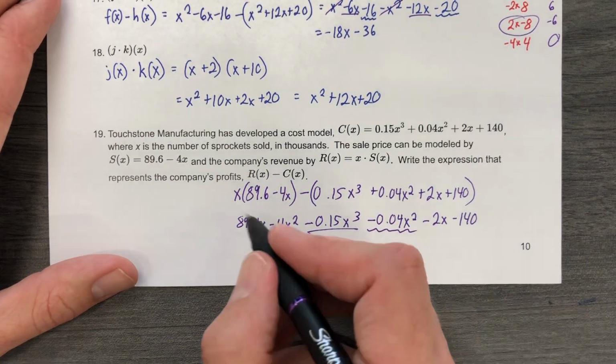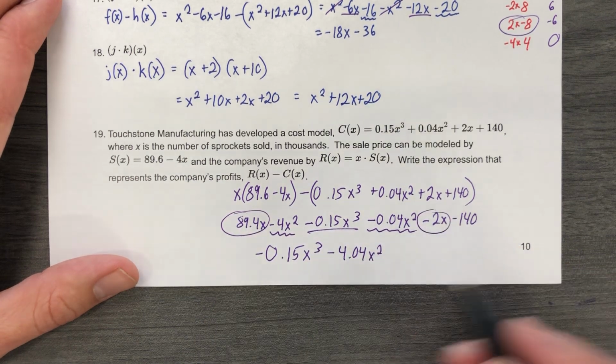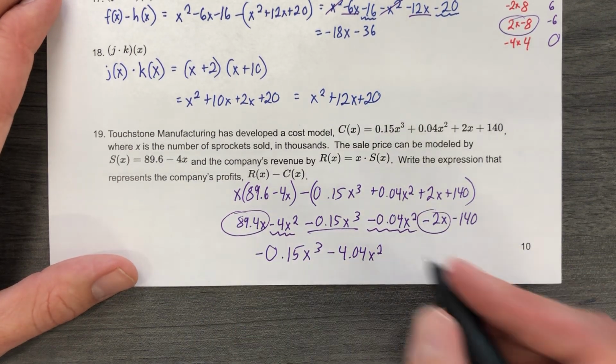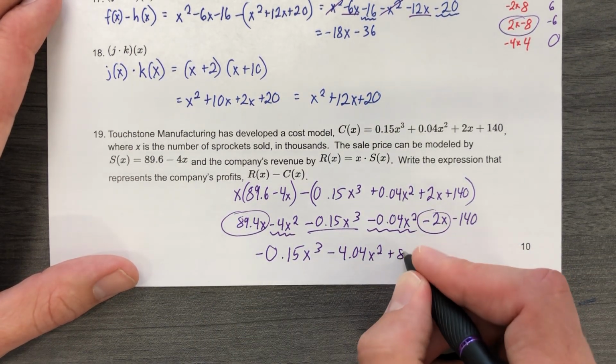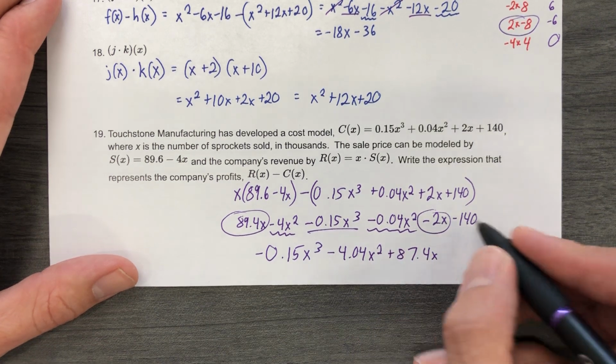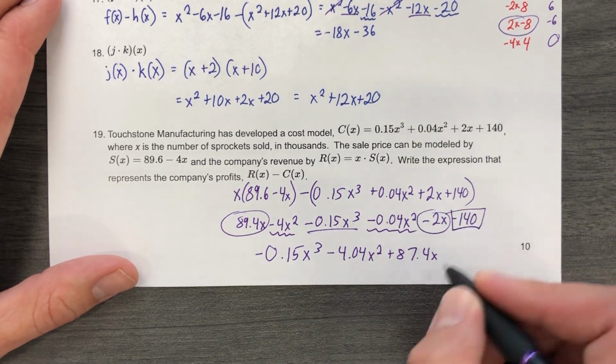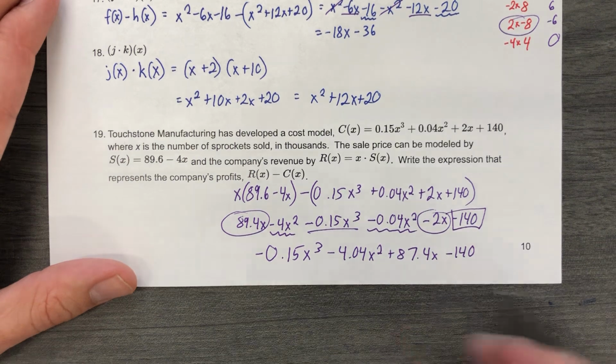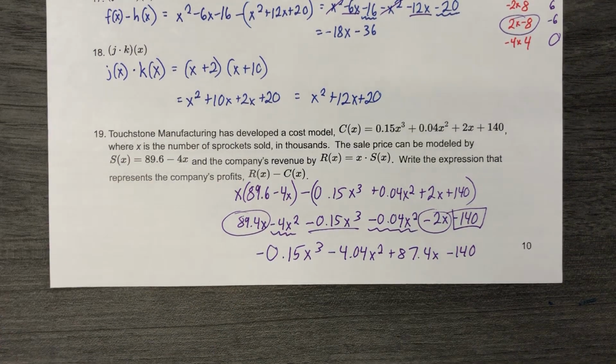All right, now we're going to have some linear terms. There's one, 89.4 and negative 2, so 87.4x, and then this last guy right here, negative 140. And that is R of X minus C of X. We just had a little bit of like term combining to do after we multiply.